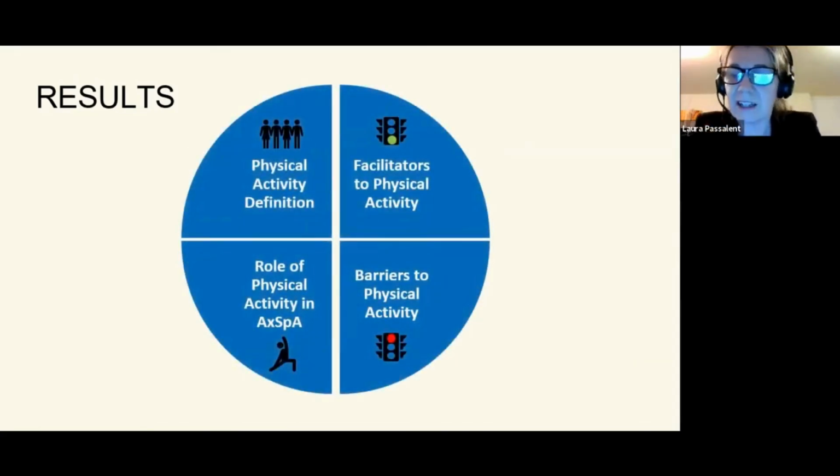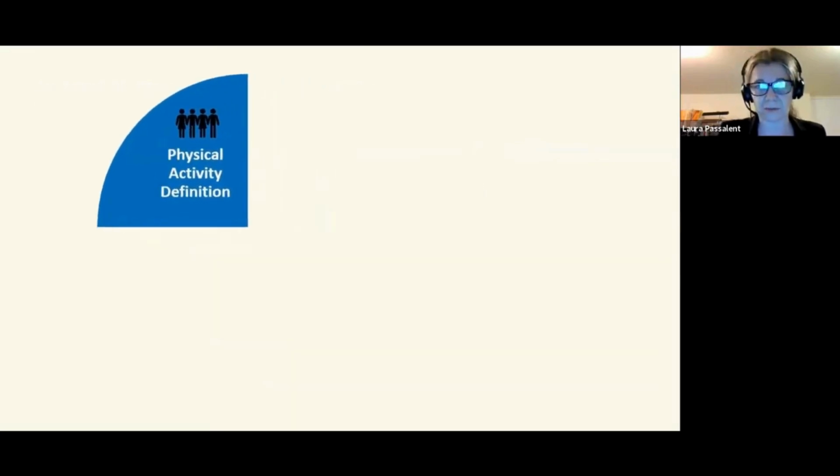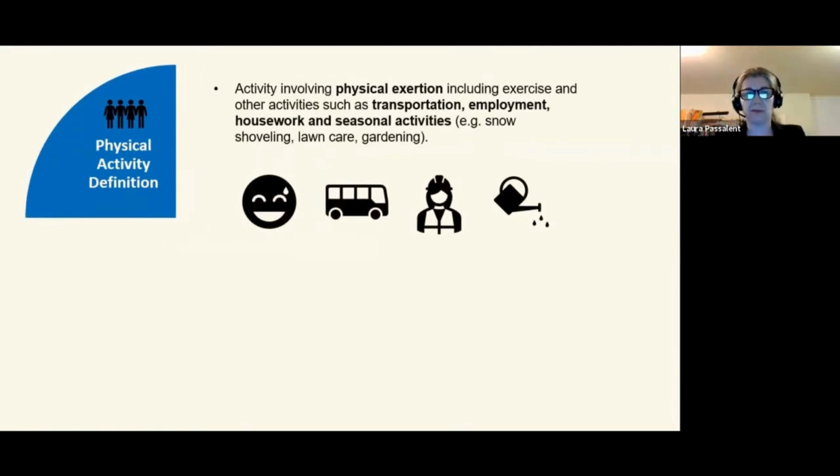So what we did is we reviewed the key informant interviews, and these resulted in the following overall themes. And again, these are reflective of the study objectives. So we looked at physical activity definition, we looked at the role of physical activity in axial spondyloarthritis, and really drilled down on the facilitators and barriers to engaging in physical activity. So we're going to go through each of these separately.